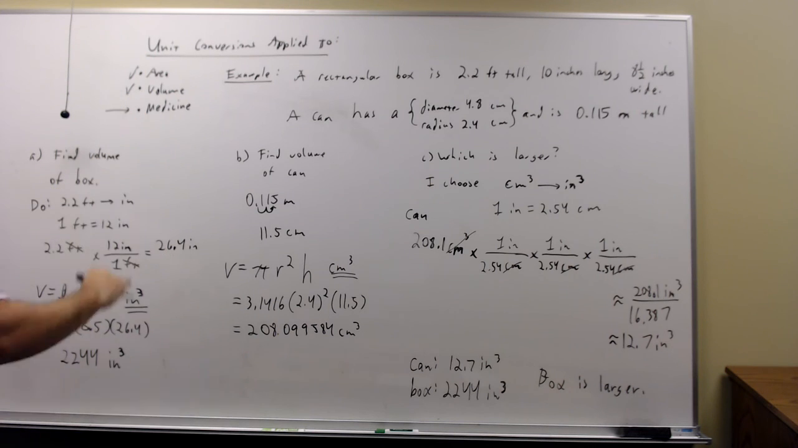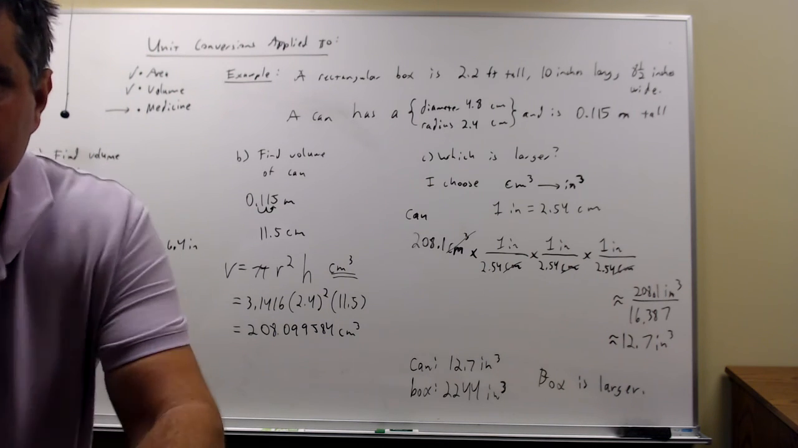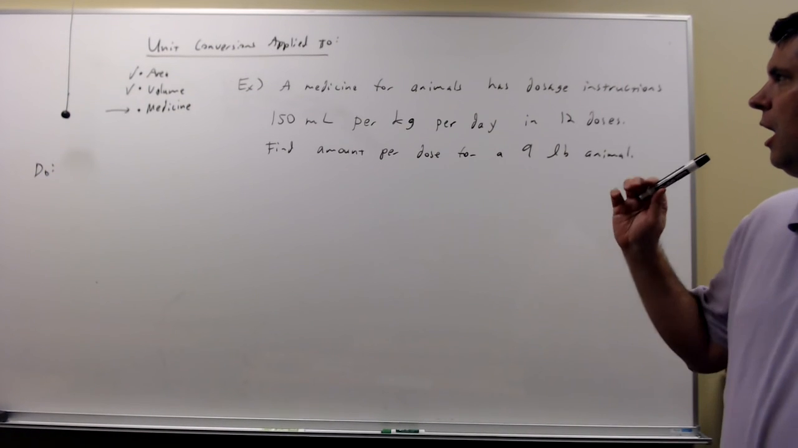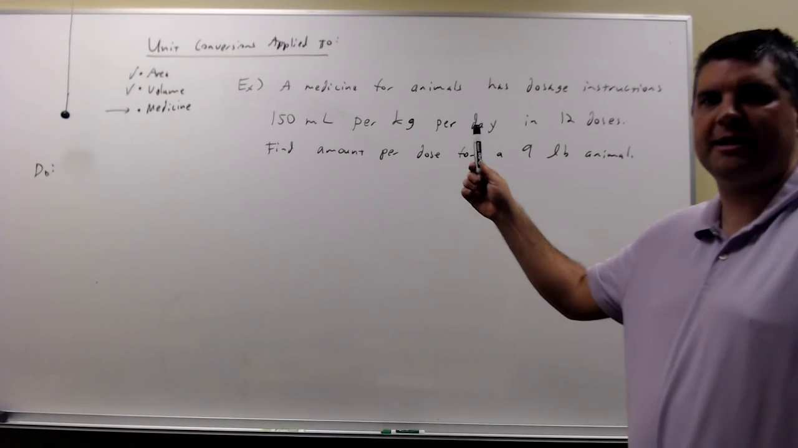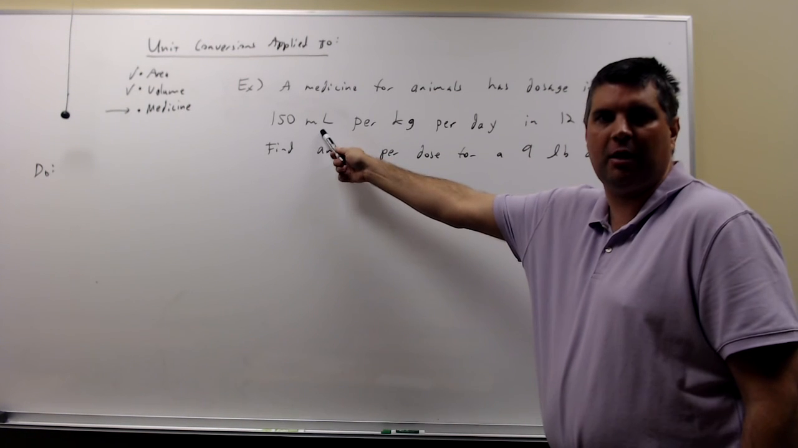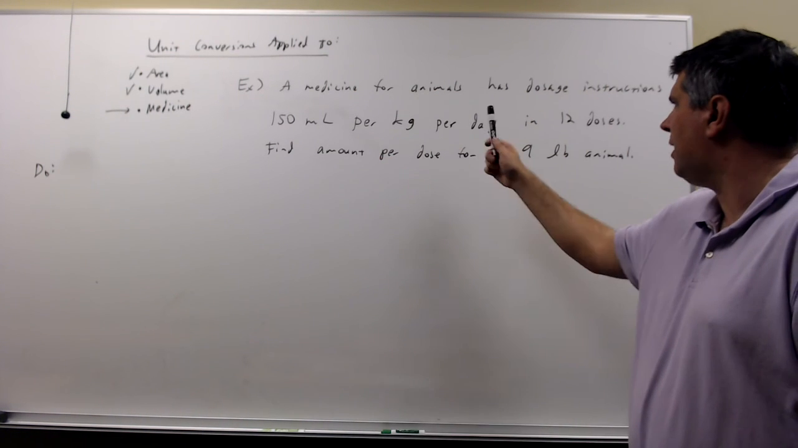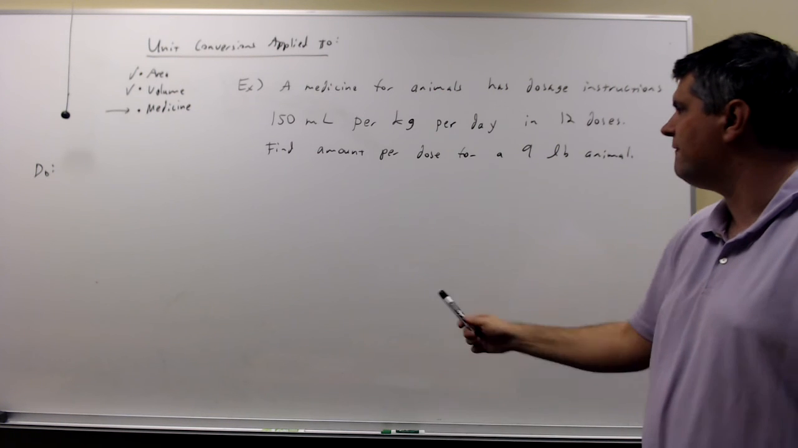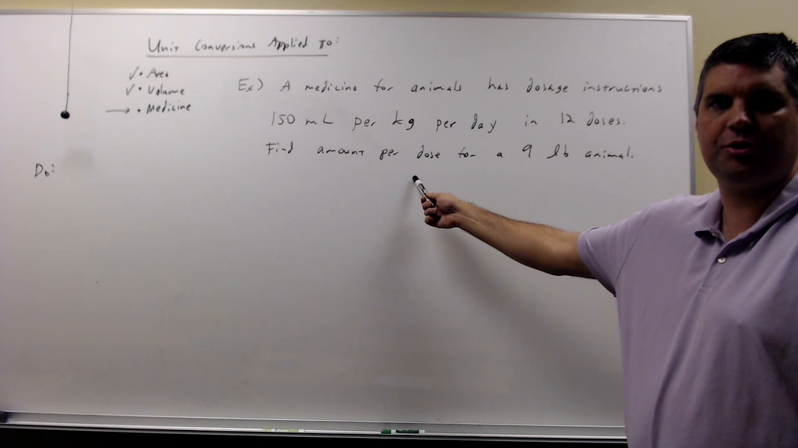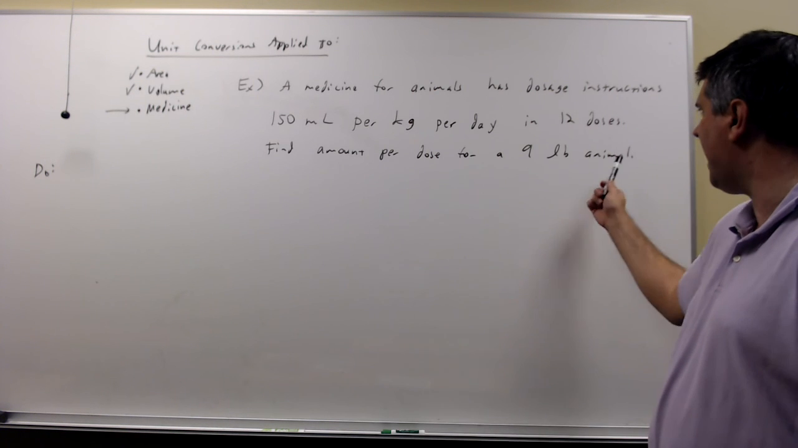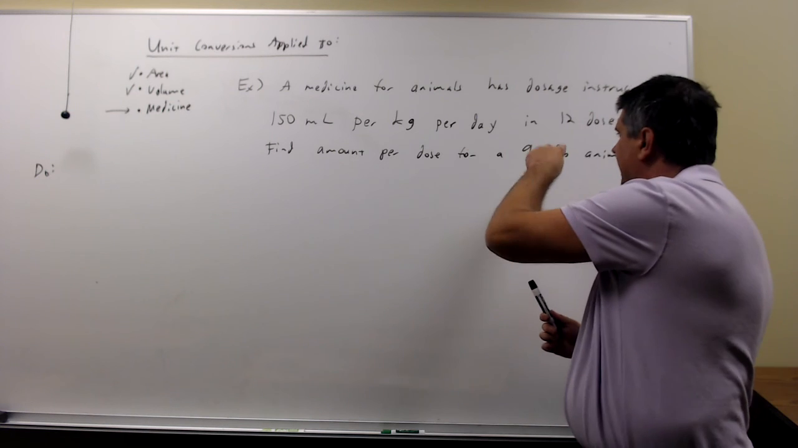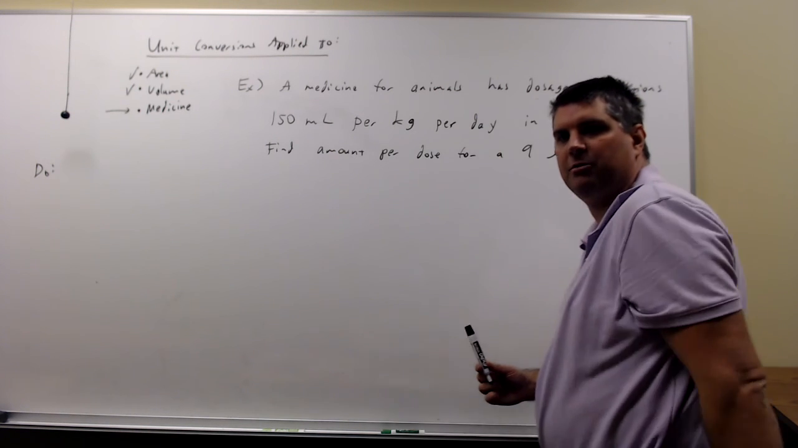I'll be here next. For medicine, I propose a fictitious medicine with the dosage instructions of 150 milliliters per kilogram per day in 12 doses. Find amount per single dose, I know it doesn't say single, but per individual dose for a 9-pound animal.